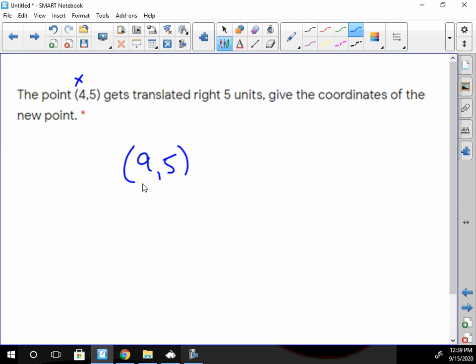A lot of you got it wrong because of that, and I fixed it. But it won't happen again. If you don't put the parentheses around it, it's not a point. So you're not getting full credit.